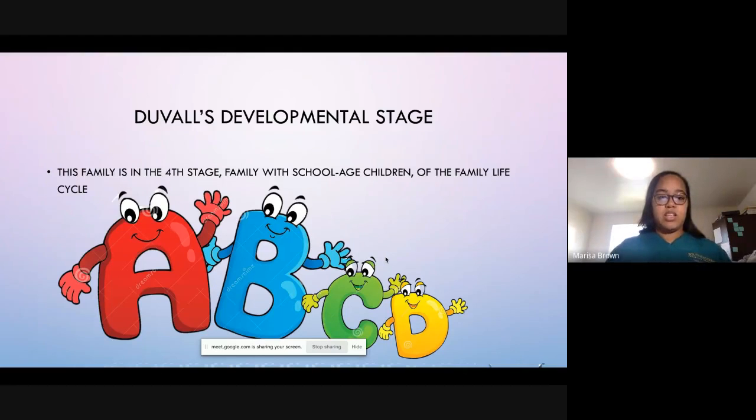Duvall's developmental stage. The family is in the 4th stage as they are parents with school-aged children in the home. They meet the criteria for this stage because they are working out authority and socialization roles with school, supporting the child in outside interests and needs, and determining disciplinary actions and family rules and roles.